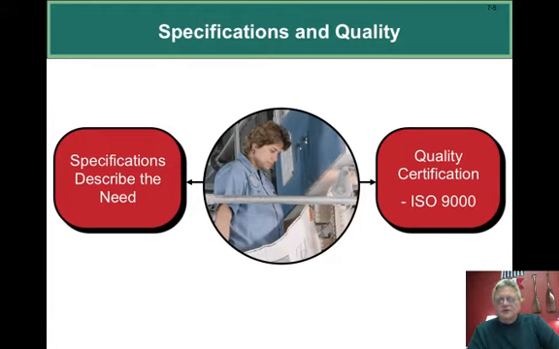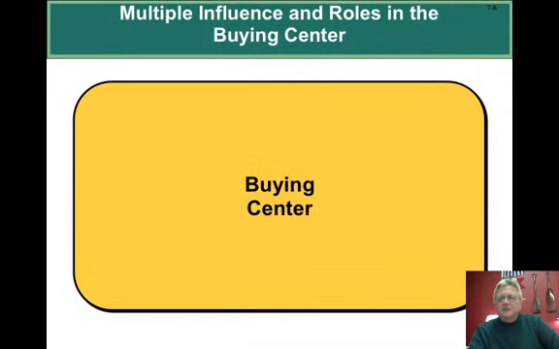And also, a lot of organizational buyers look for some type of quality certification on the part of their vendors. Right now, we often talk about ISO 9000 standards, a standard that vendors meet that certifies that they're capable of a certain level of quality control, and that instills some confidence on the part of buyers. So that's often a very important purchasing criterion used in the organizational buying sector.